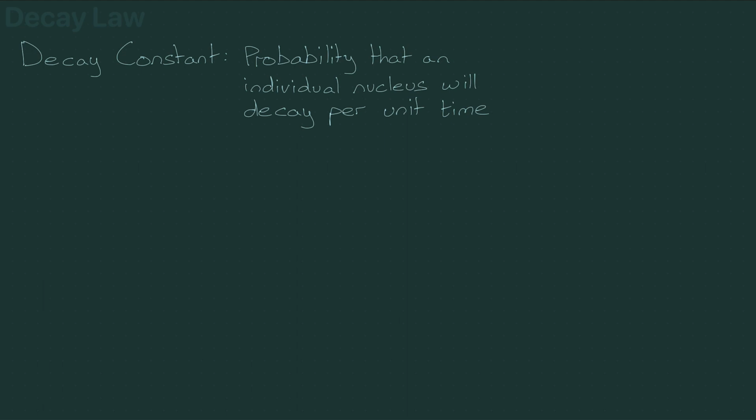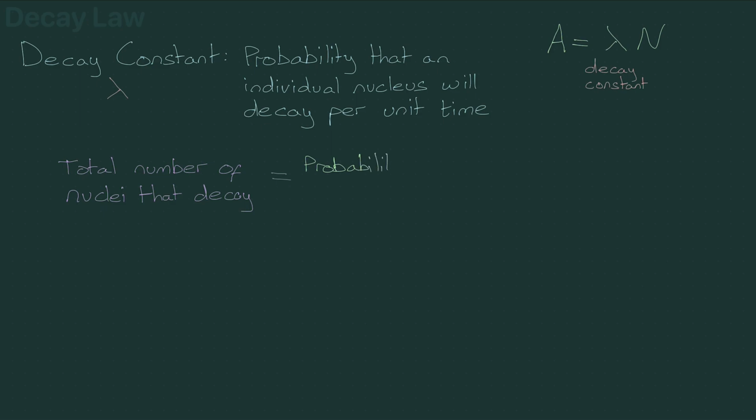Back to the decay constant. It shouldn't really be too tricky. All it is is the constant of proportionality between A and N. So A equals lambda N. Let's see why. The total number of nuclei that decay must be equal to the probability of one nucleus decaying multiplied by the total number of nuclei.